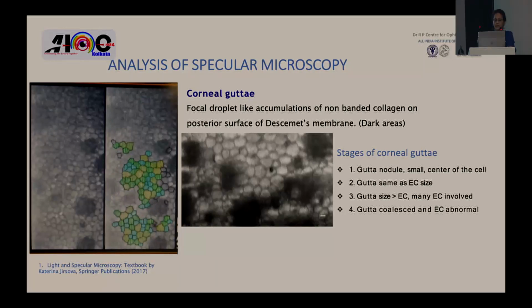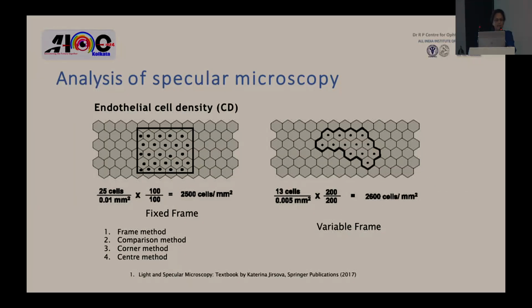Stage 1 is a small nodule which just involves the center part of the cell. When a gutta becomes larger, it becomes grade 2, when it is up to the size of an endothelial cell. When several cells coalesce, it becomes stage 3, and when there are multiple very large coalesced cells and much larger, it becomes stage 4 of a guttata.